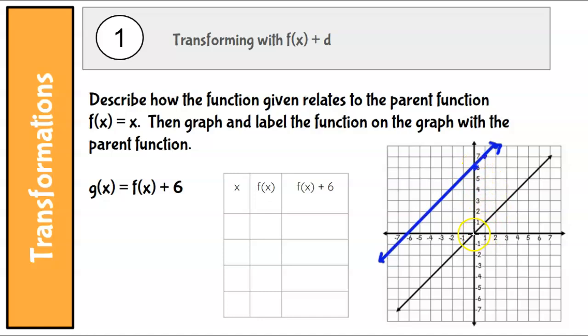It has changed from 0 to 6. But the slope is still the same. That has not changed with this transformation.